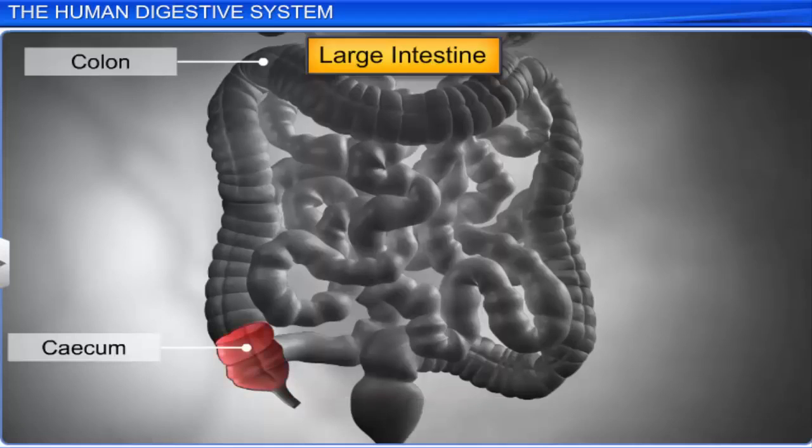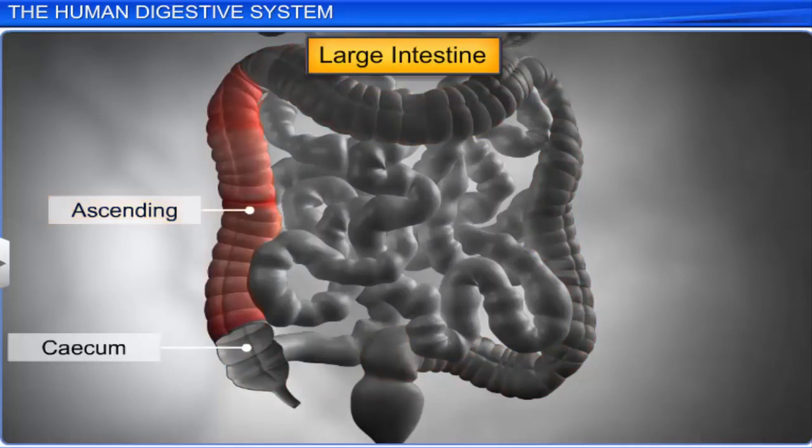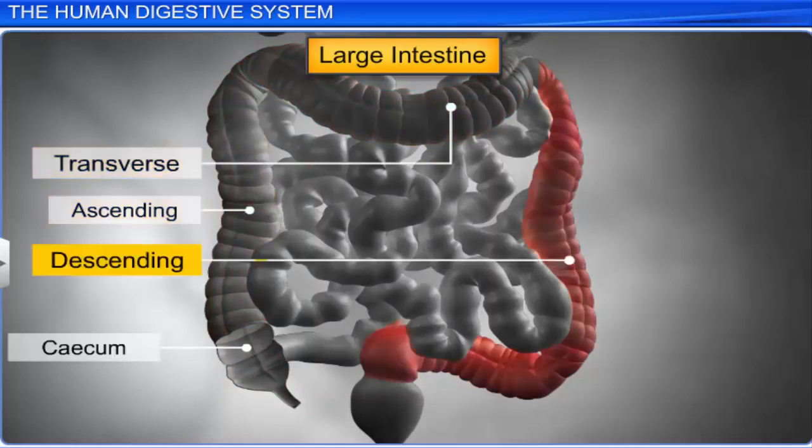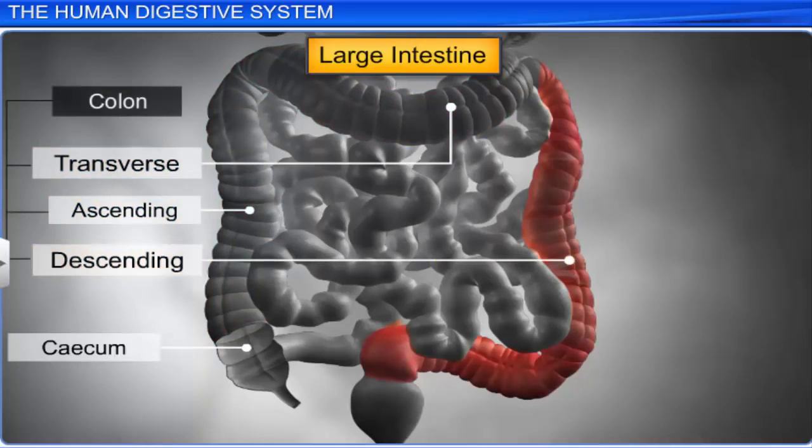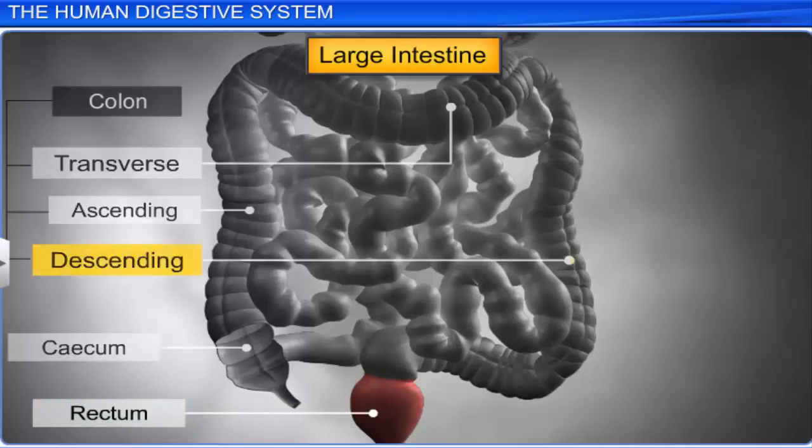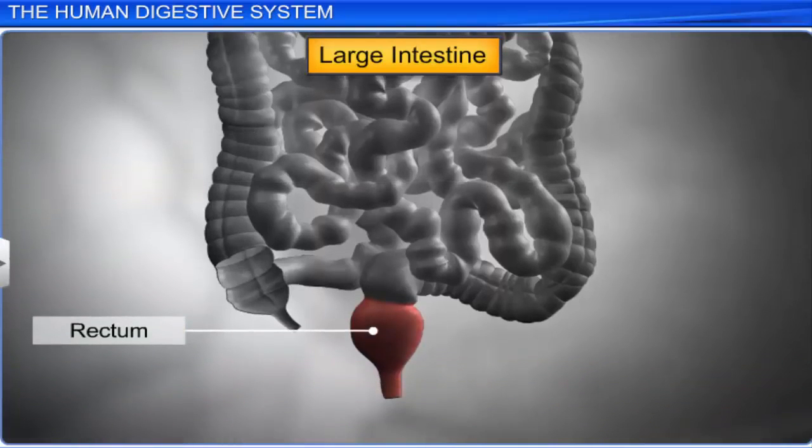The cecum opens into the colon, which is divided into an ascending, a transverse, and a descending colon. The descending part of the colon leads to the rectum, a bag-like structure which stores undigested food as fecal matter till it can be passed out. The rectum leads to the last member of the alimentary canal, the anus, which passes out the undigested food remains.